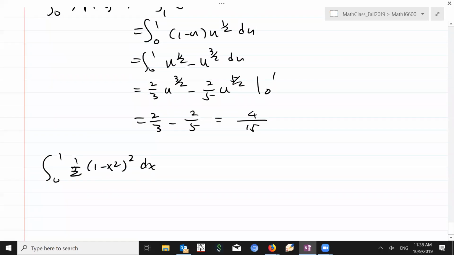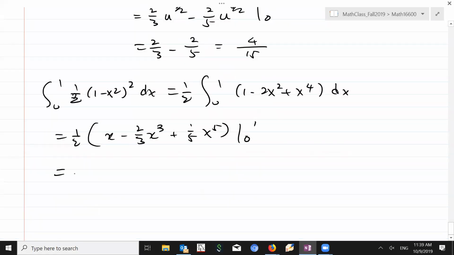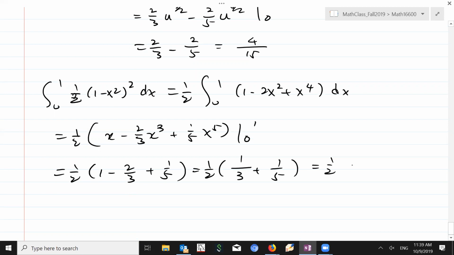I just said different formulas. It's going to be 1 minus 2x squared plus x to the fourth power. Totally different function, integrals. It's going to be the antiderivative, and then you just plug in 1. What do you get? And add them together. It's 8 over 15, which is 4 over 15. Great, it's the same answer. See that? It's magic, right?